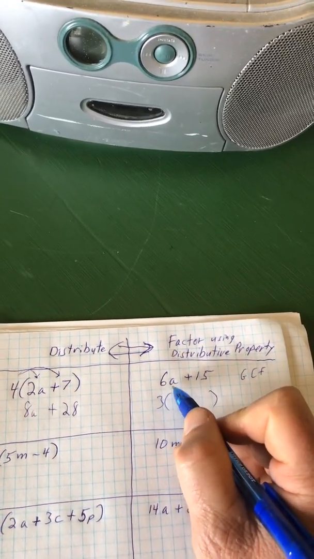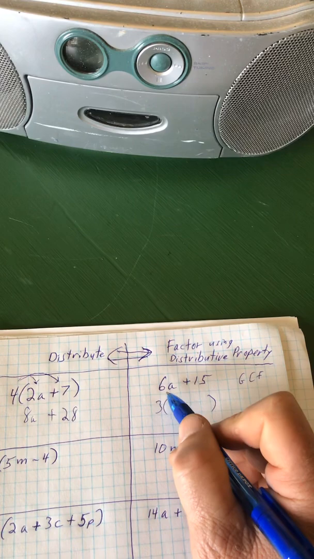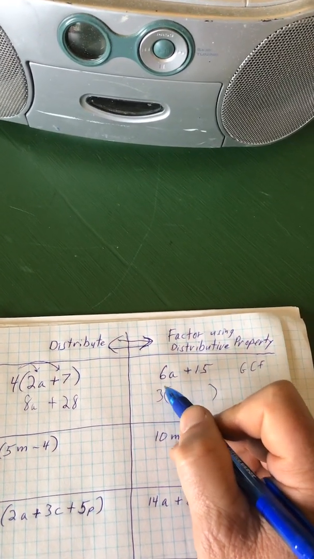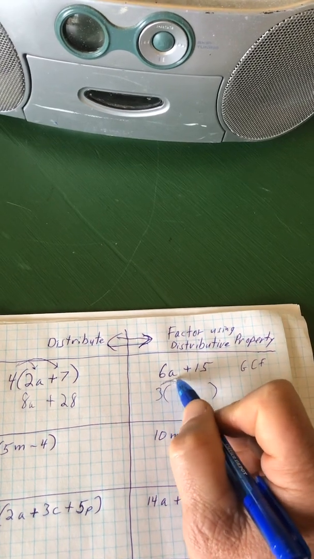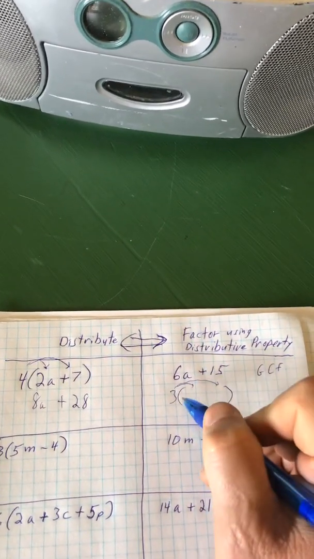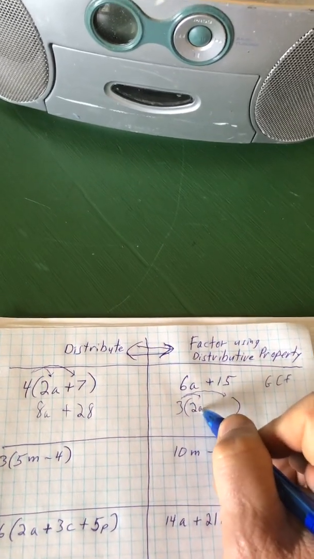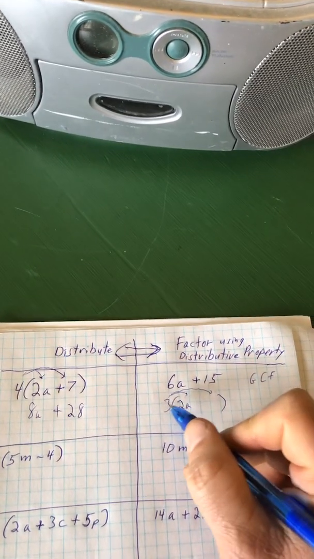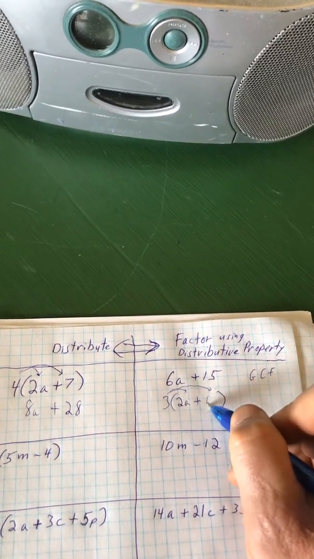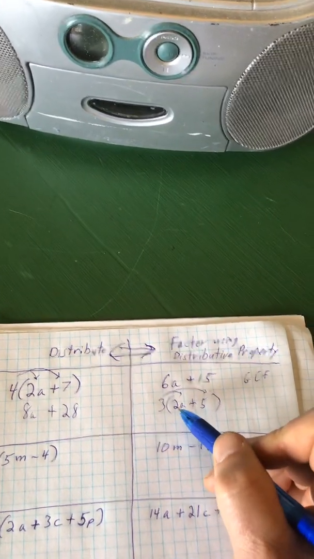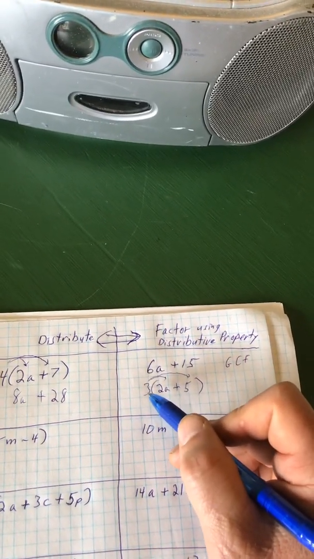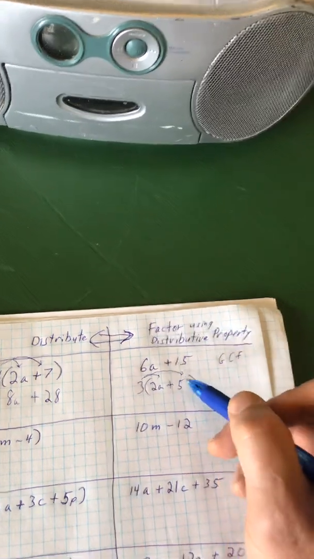Now, if I divide this by 3, or you just think 3 times what would give you 6a, and it's 3 times 2a gives you 6a, and then 3 times what gives you 15, and that's going to be plus 5. And if you just check, and if you distribute, you get 6a plus 15, so you're right.